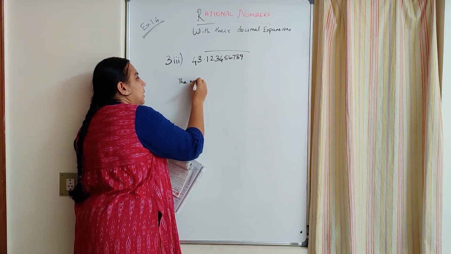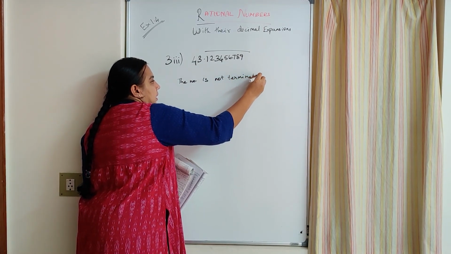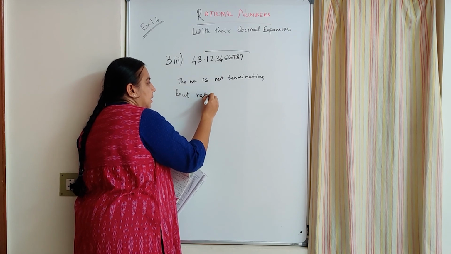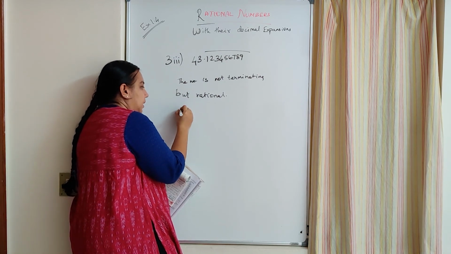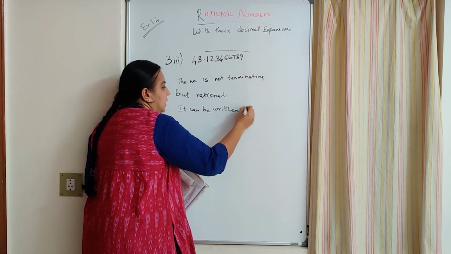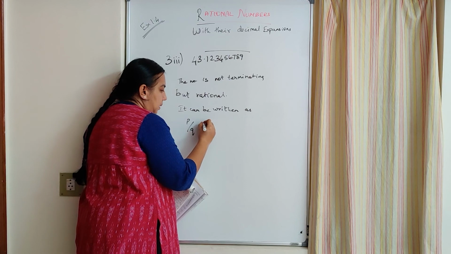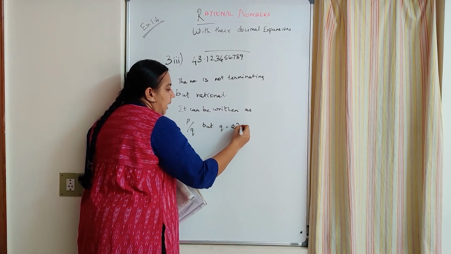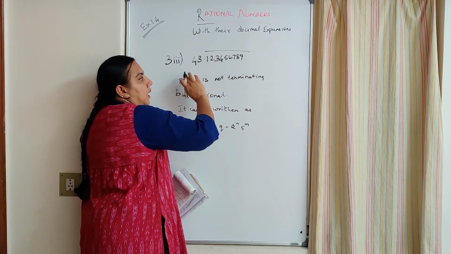The number is non-terminating but rational, and it can be represented as P by Q. The only point is that we cannot factorize Q as 2 power n and 5 power m, and because of this reason it is non-terminating and keeps on going.